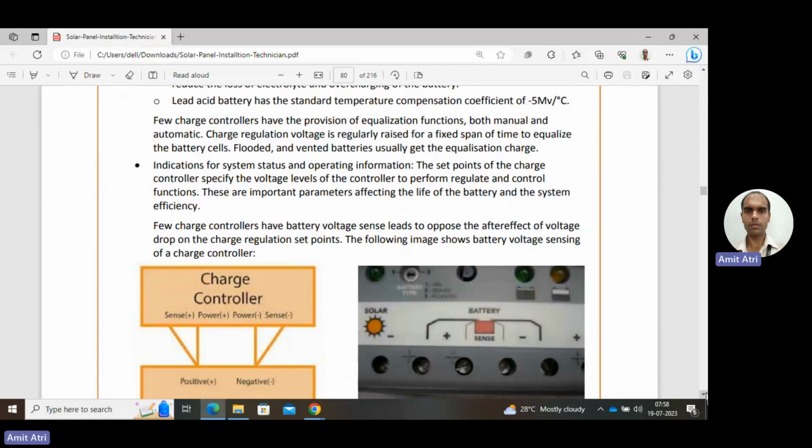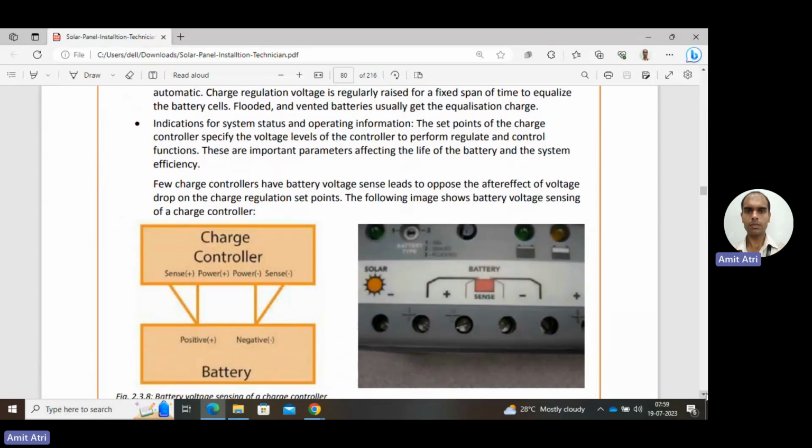So it will adjust itself so as to ensure the maximum charge storage capability and maximize the life and performance of the battery. The other function is indication of system status and operating information. It indicates the system status, the operation which is being performed. In the image there is an indication: small LED lamp lights, through which we can check the status.